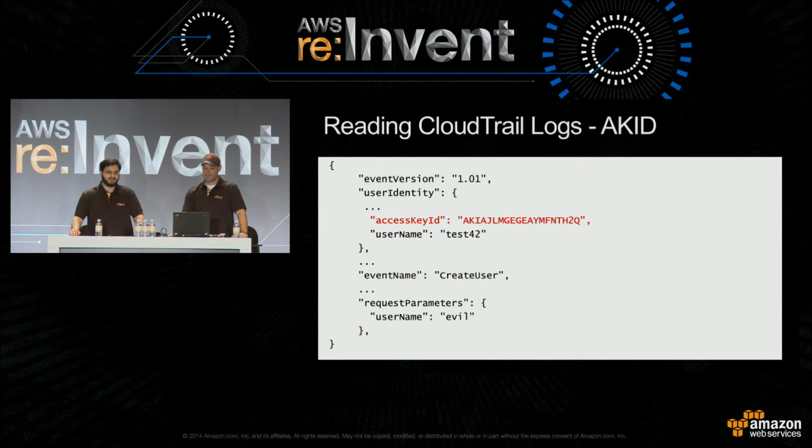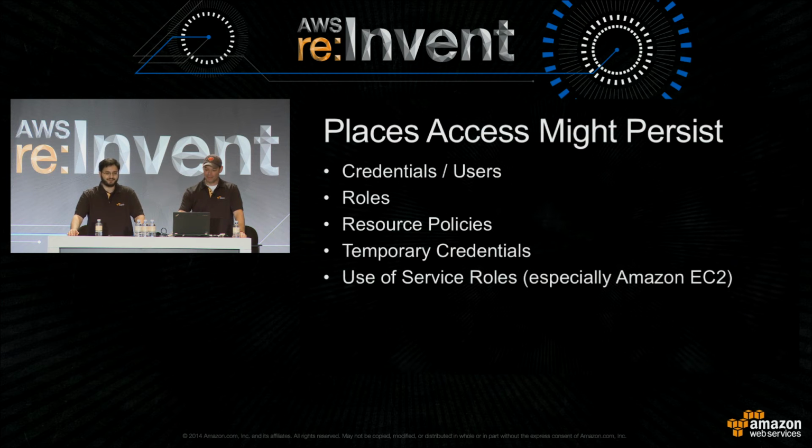This is a sample of a CloudTrail log with a bunch of things pulled out to make it fit on a slide. In red, you'll see an access key ID. So you might look through your CloudTrail logs for any actions that happened under the access key ID that the secret for which was publicly exposed. This particular entry was a user creation.